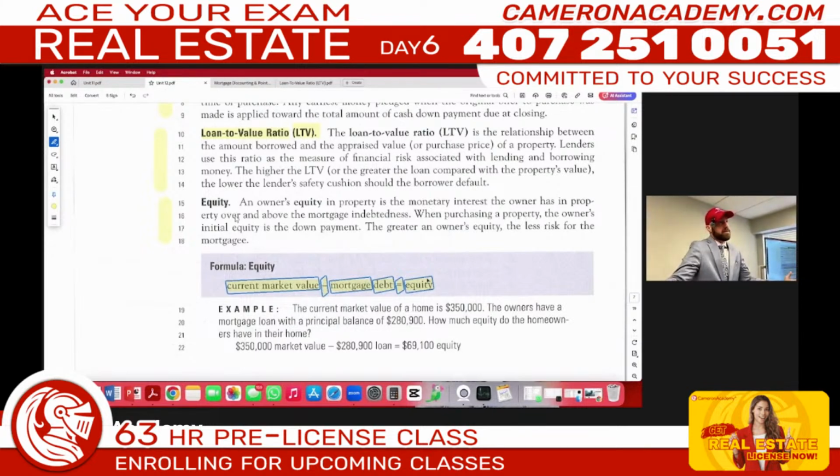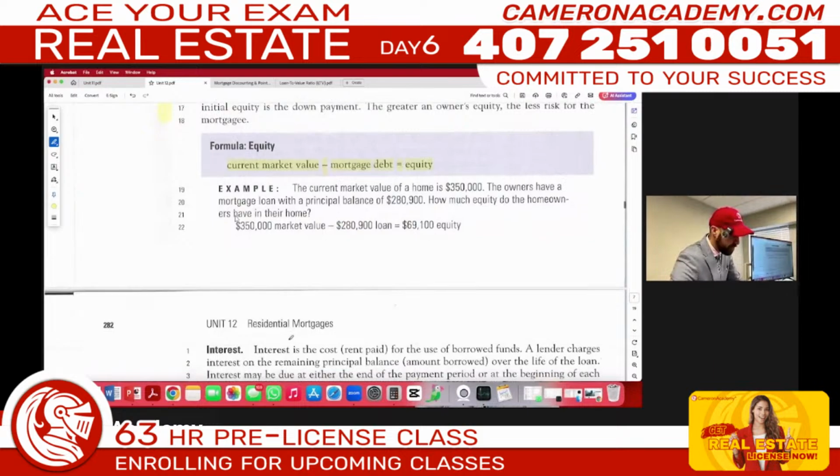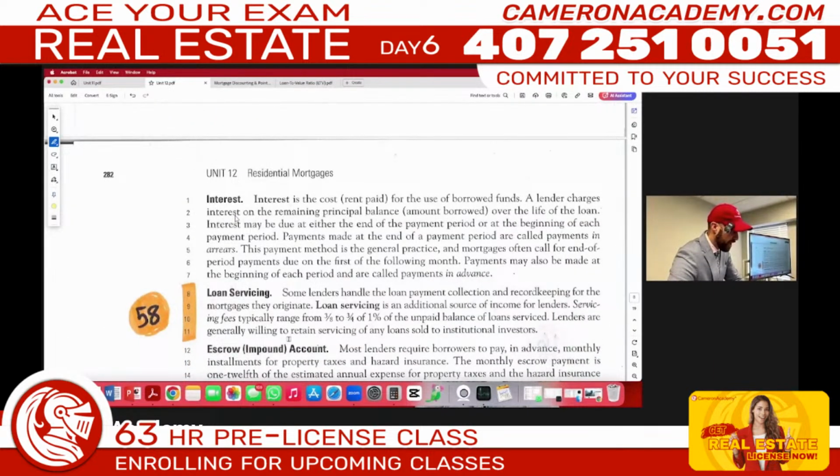Some people use this to buy other properties by utilizing a home equity loan or a home equity line of credit. If you've heard of that before, it's like a credit card, like a debit card for your equity. And then eventually, well, it's more like a credit card, but you have to pay it back. Anyhow. Let's go to page 282.